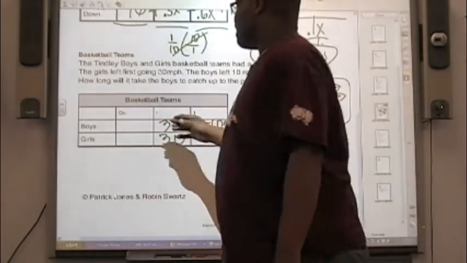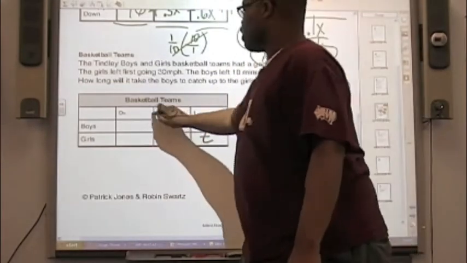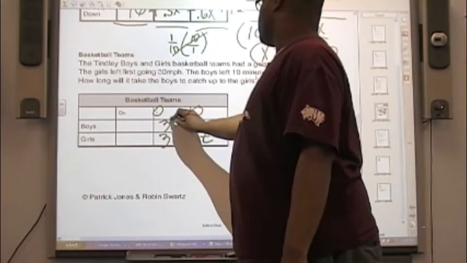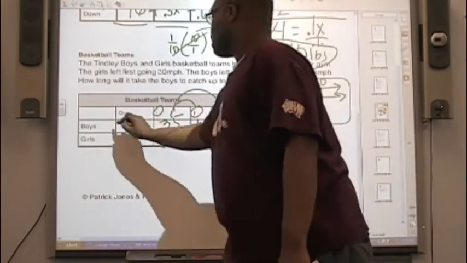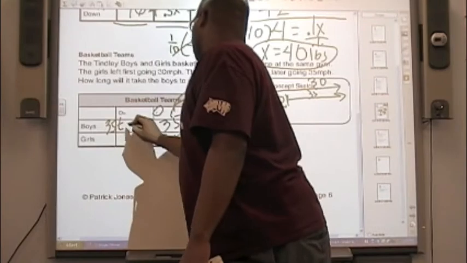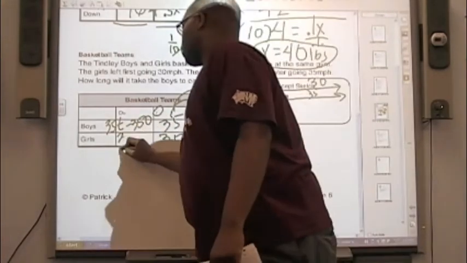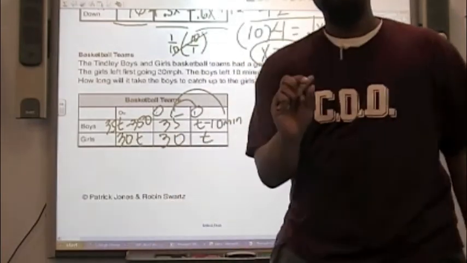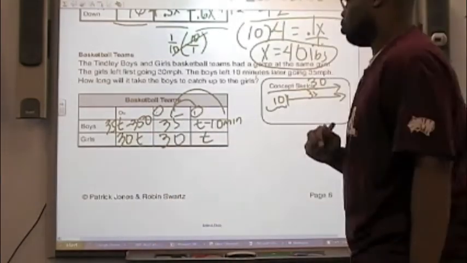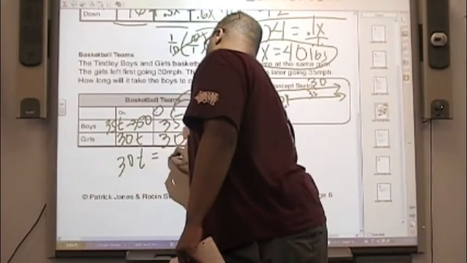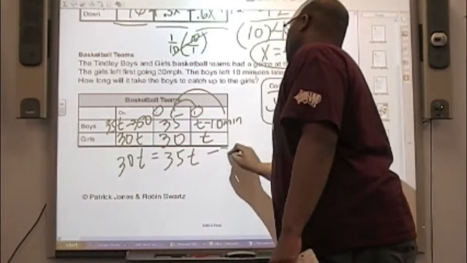And so now, distance equals rate times time. Well, here's our rate and here's our time. Multiply those two. Here you have to use the distributive property. This is 35t minus 350. And this is just 30t. Now remember that we said their distances are equal. And so that means 30t is equal to 35t minus 350.